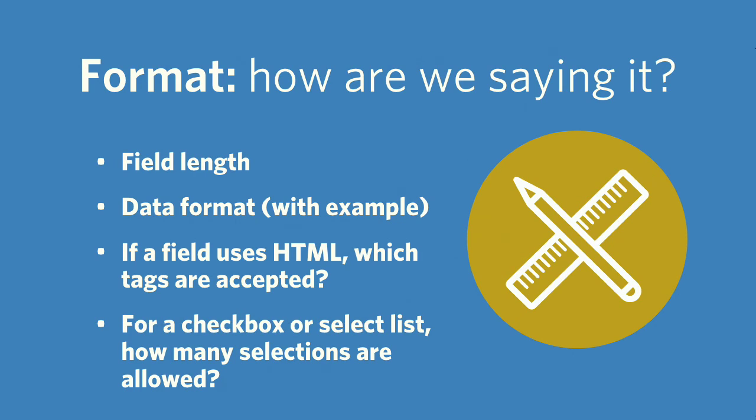And for things like checkboxes and select lists, how many selections are allowed? So these things, it's really easy to say, well, we should just validate this with JavaScript, right? This is all stuff that could be programmed. And some of them can be programmed, but most content in the real world has exceptions, right? Maybe, for the most part, things should be in one category, but some things legitimately need to be in two categories, so you can't limit it to be a single category.